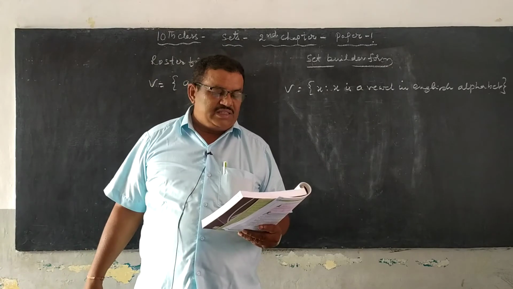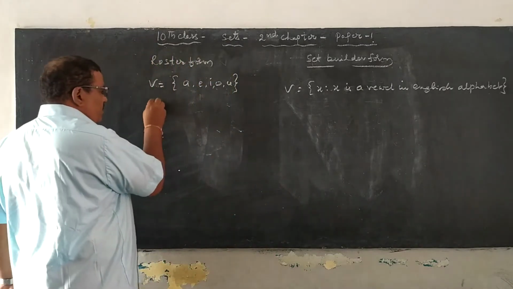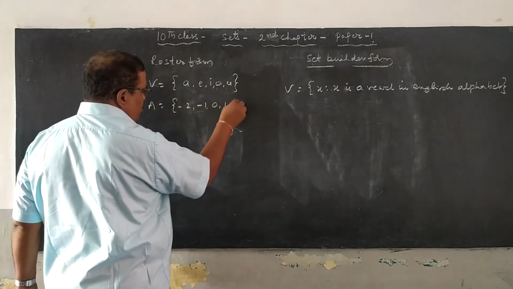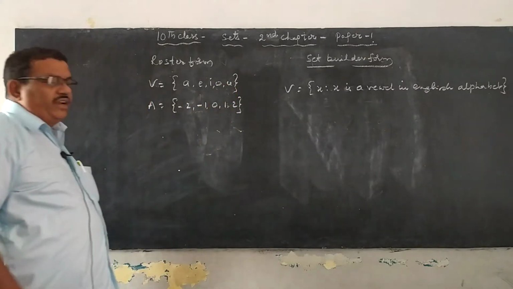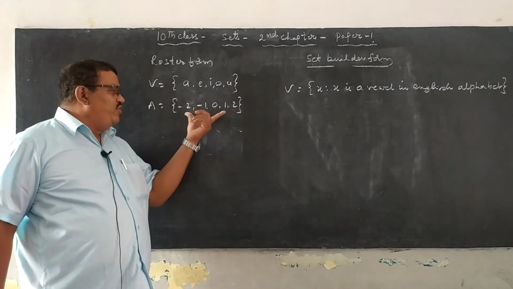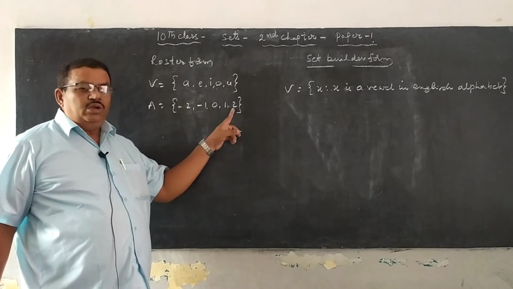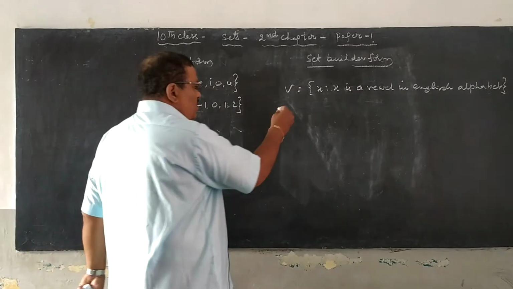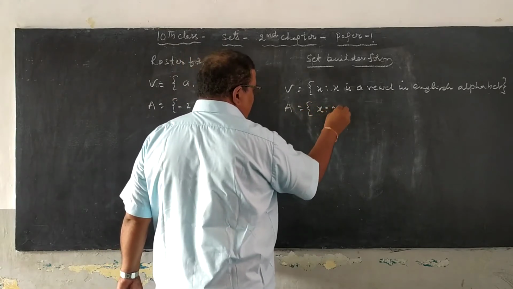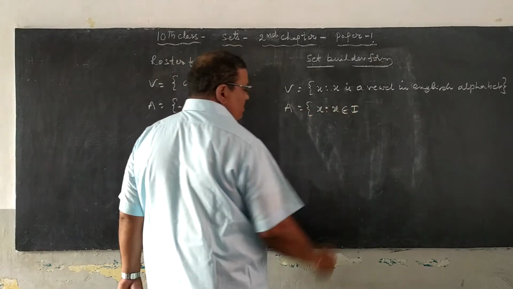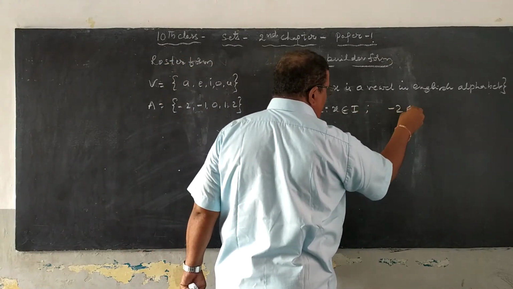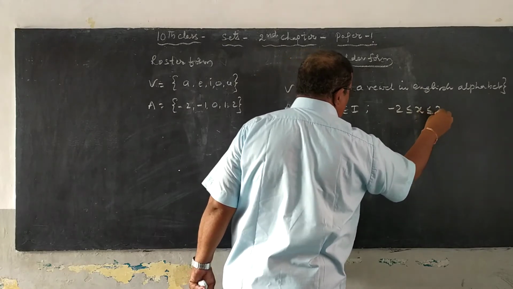So the second one is A is equal to {-2, -1, 0, 1, 2}. What are the letters indicated here? Clearly we know that the set of integers lie between -2 and 2, including -2 and +2. So A is equal to {X such that X belongs to the set of integers and -2 ≤ X ≤ 2}.